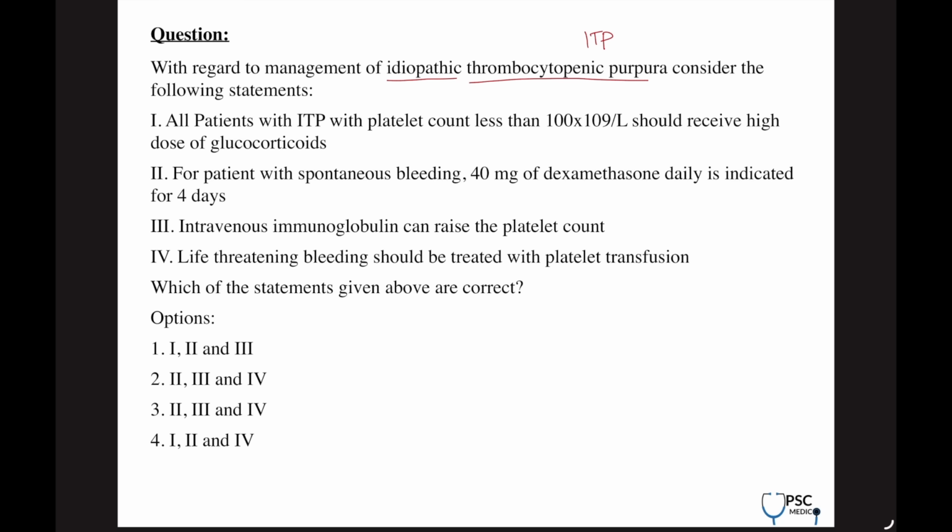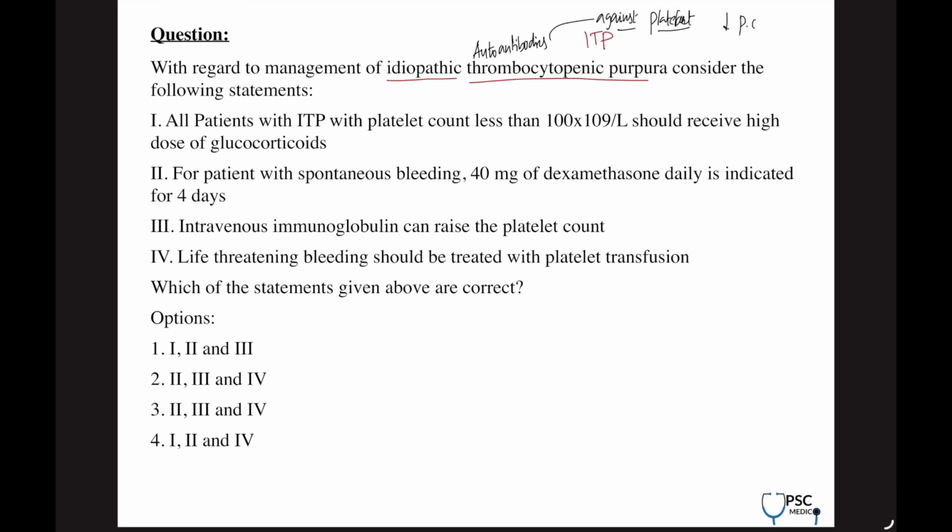Next question is about management of idiopathic thrombocytopenic purpura, otherwise known as ITP. We all know that it's an autoimmune condition, right? There is production of autoantibodies against platelets. So when the platelets are getting killed, the platelets are getting eaten away by the macrophages because of the antigen-antibody reaction. There is decreased platelet count, in turn leading to increased risk of bleeding in these cases.